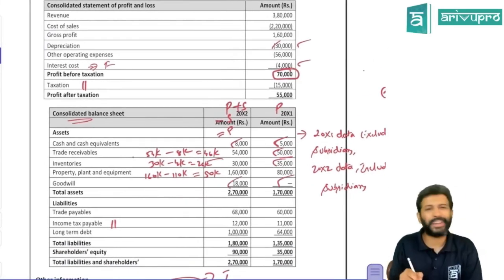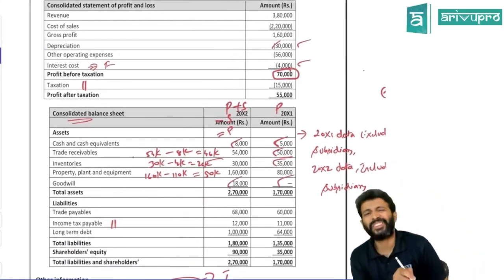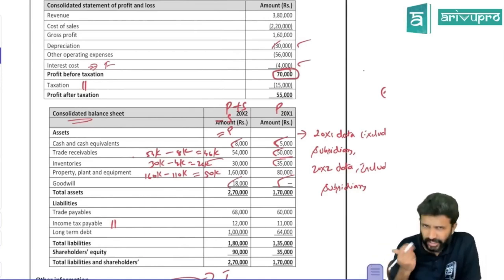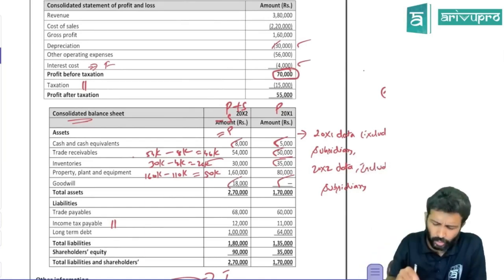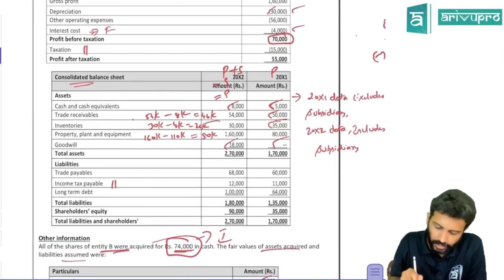Goodwill. 0 has become 18. Is goodwill really a cash flow item? Did cash come in or cash go out? No. So you can ignore that. It doesn't have a place here. Trade payable.